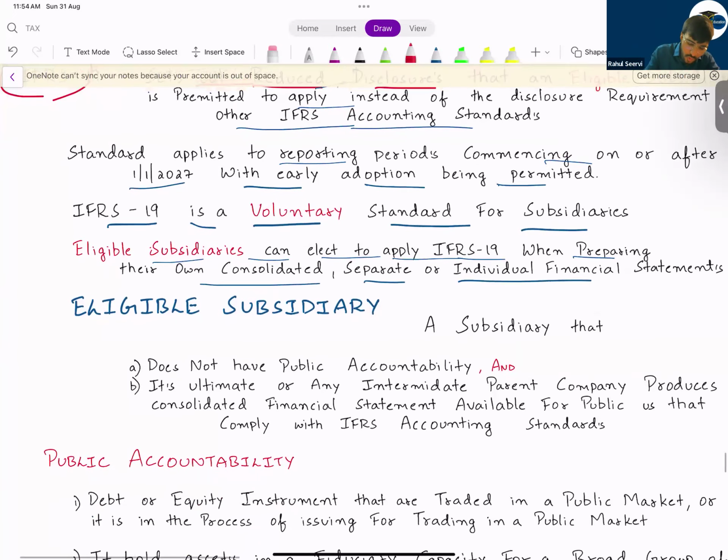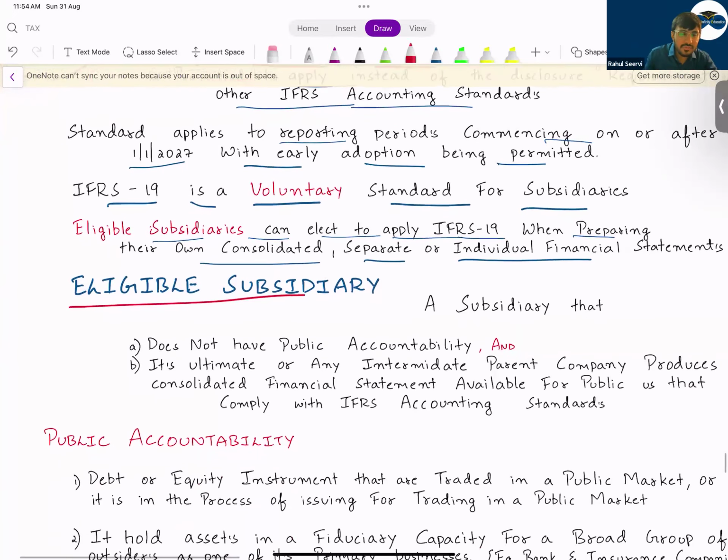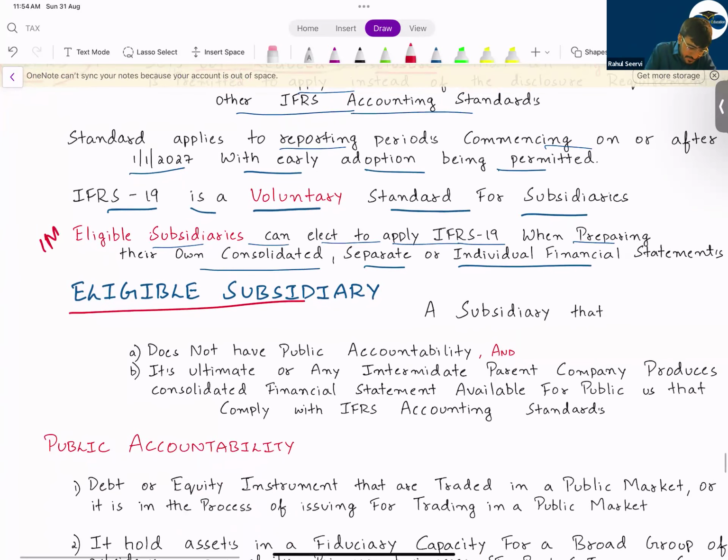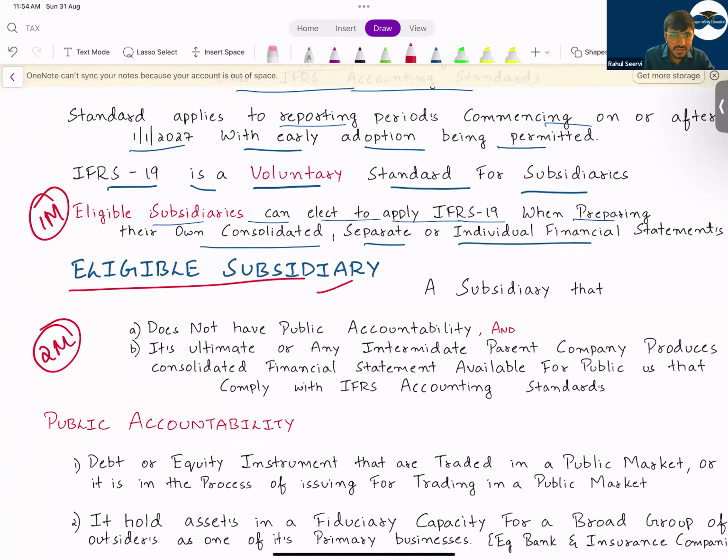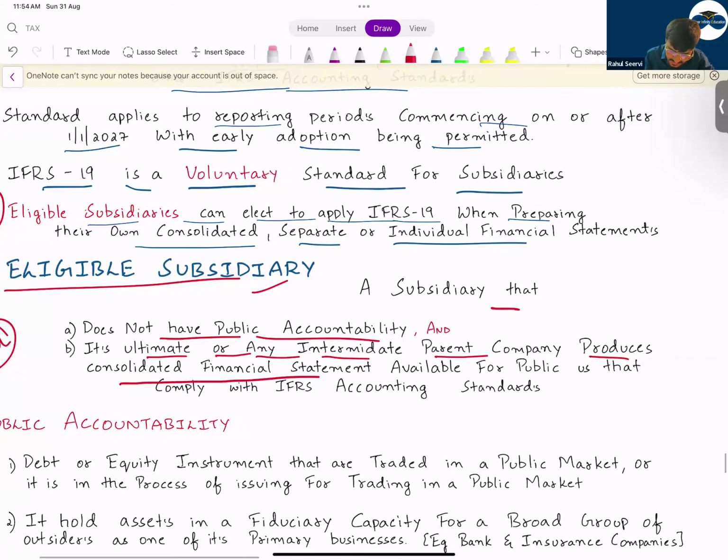Now, sir, the question comes: what is an eligible subsidiary? If you're lucky and you get a question on IFRS 19, please write this down. The question will be straightforward only. Write down this point, it is 2 marks. Eligible subsidiary: what is an eligible subsidiary? A subsidiary that does not have public accountability, and its ultimate or any intermediate parent company produces consolidated financial statements available for public use that comply with IFRS accounting standards. Just when we started the session, we discussed this.